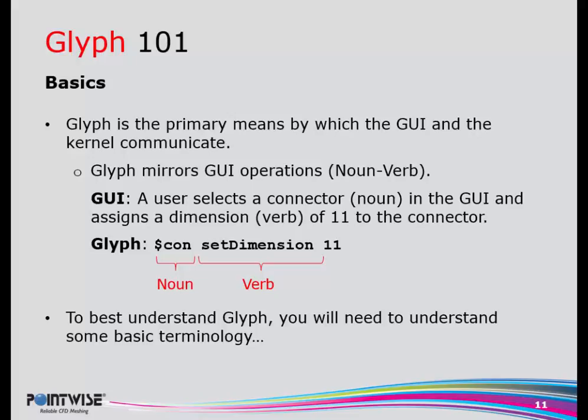Glyph mirrors the GUI operations. I mentioned this before, this noun-verb style. What that means is in the GUI, when you pick a connector, you then go pick an action, a verb. So the connector is the noun and then the verb. So you pick an object and you apply some action to it. And Glyph is the same way. So you'll notice that we pick the connector, con, and we're setting the dimension to 11. So there's this mirror. They're exactly the same. They work the same way.